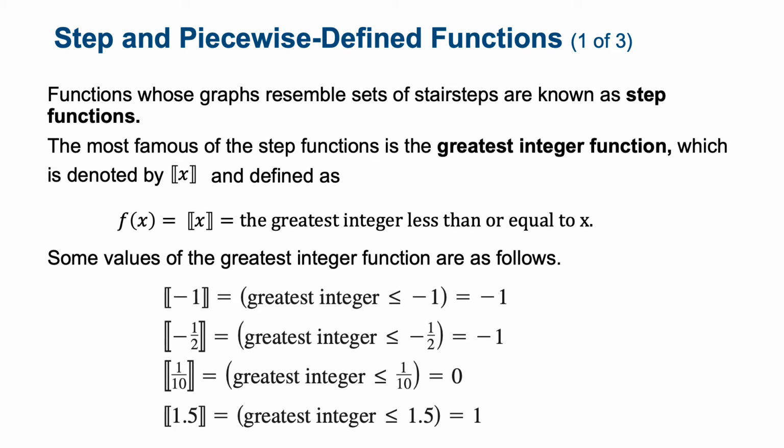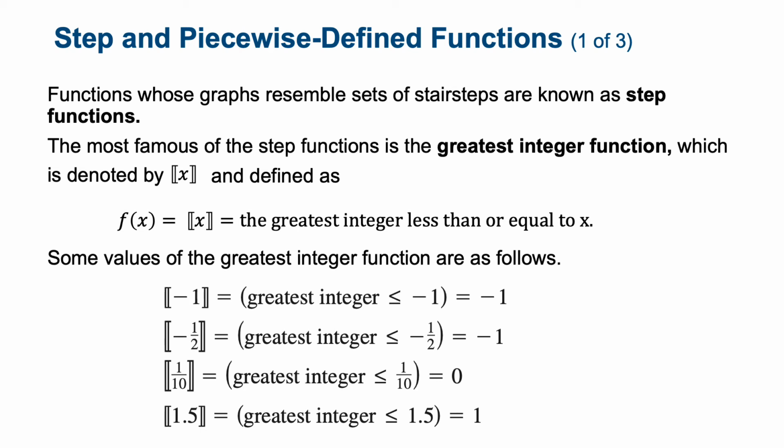Okay, so for example, what does that mean? If x equals negative 1, the greatest integer that is less than or equal to negative 1 is just negative 1. Remember the integers, they're the whole positives and negatives, right, including 0. So like negative, countably many, right?